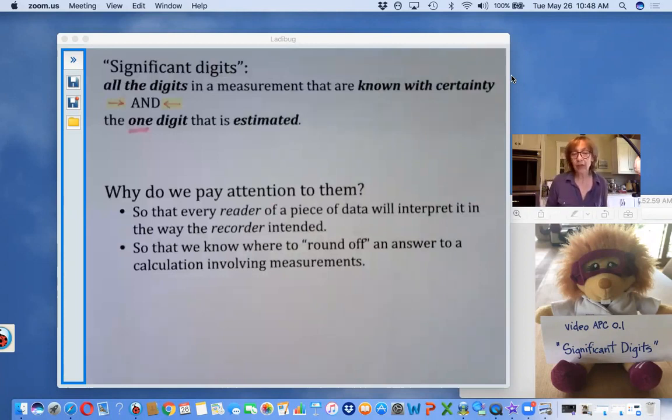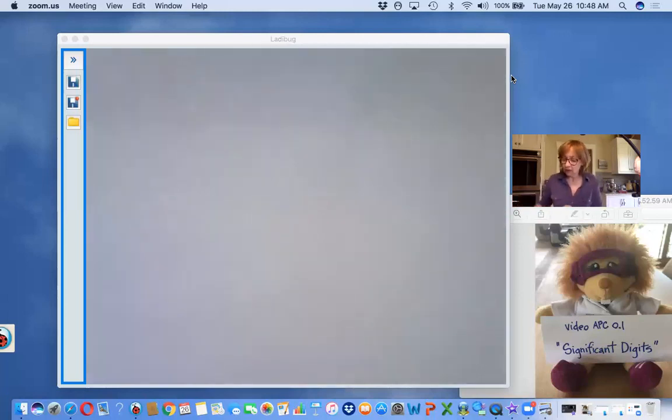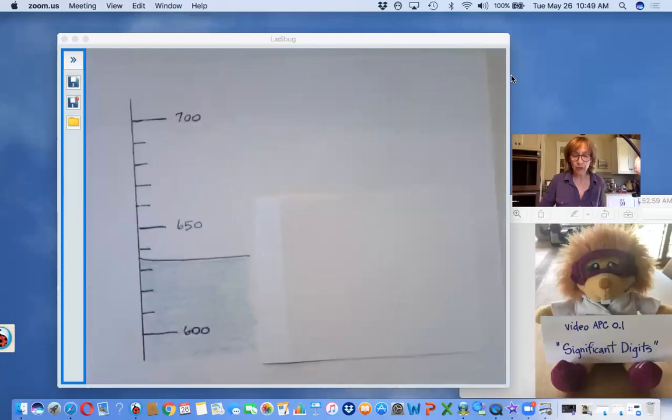One reason is so that every reader of a piece of data will interpret it in the way the recorder intended. And the second reason that we pay attention to sig digs is so that we know where to round off our answer when we're doing calculations with those measurements. Let's start by taking a look at a volume measurement.